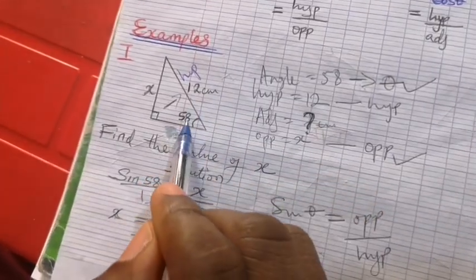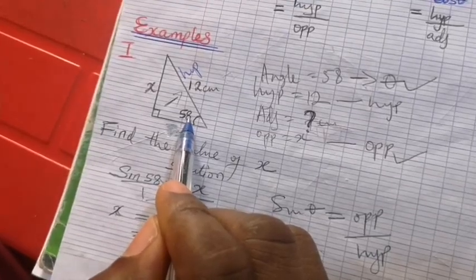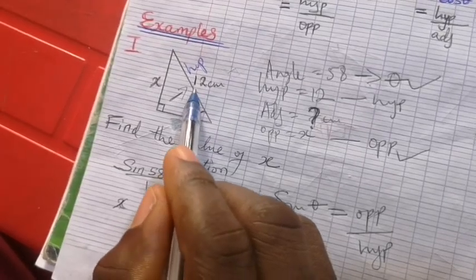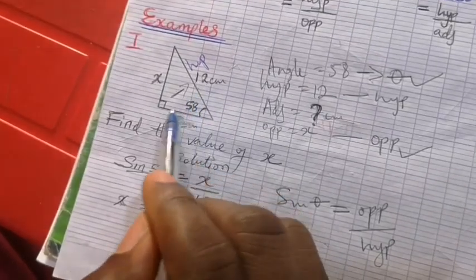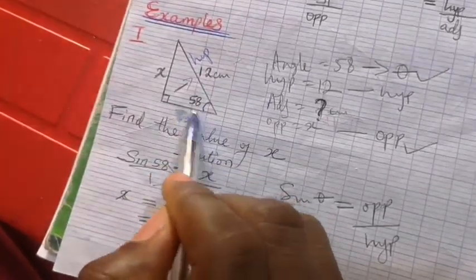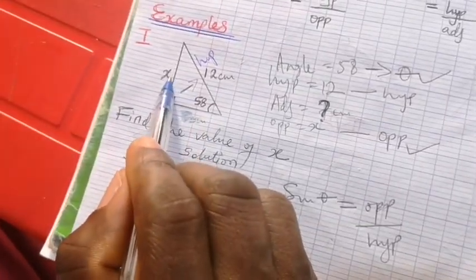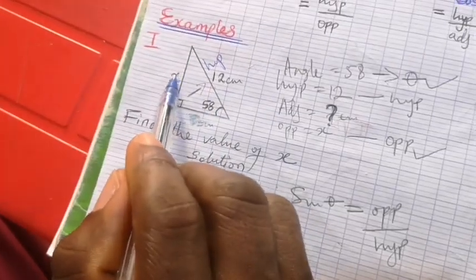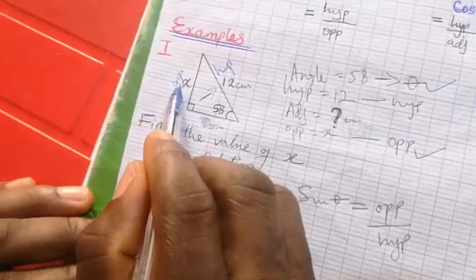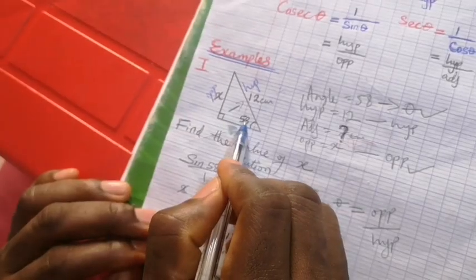Then we come back to this angle. In this angle, the line that is opposite to this angle is this one. And the side that forms this very angle with the hypotenuse is this side, and it's the adjacent. So adjacent is not given. But this side that did not contribute to the formation of this angle is the part we are looking for. And this side is opposite, okay? So we have opposite, we have hypotenuse, and also we have angle 58.